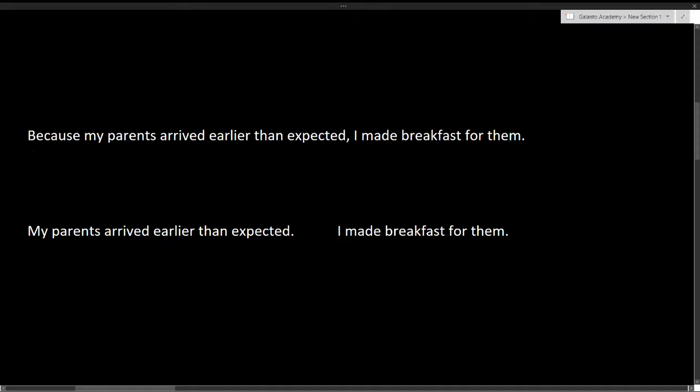So there are two clauses in this sentence right here. Because my parents arrived earlier than expected, that's our first clause. I made breakfast for them. That's our second clause. Looking at this first one, we can tell it's a dependent clause. Because my parents arrived earlier than expected. We can tell that we just need more information here. It really has to do with this word right here, because.